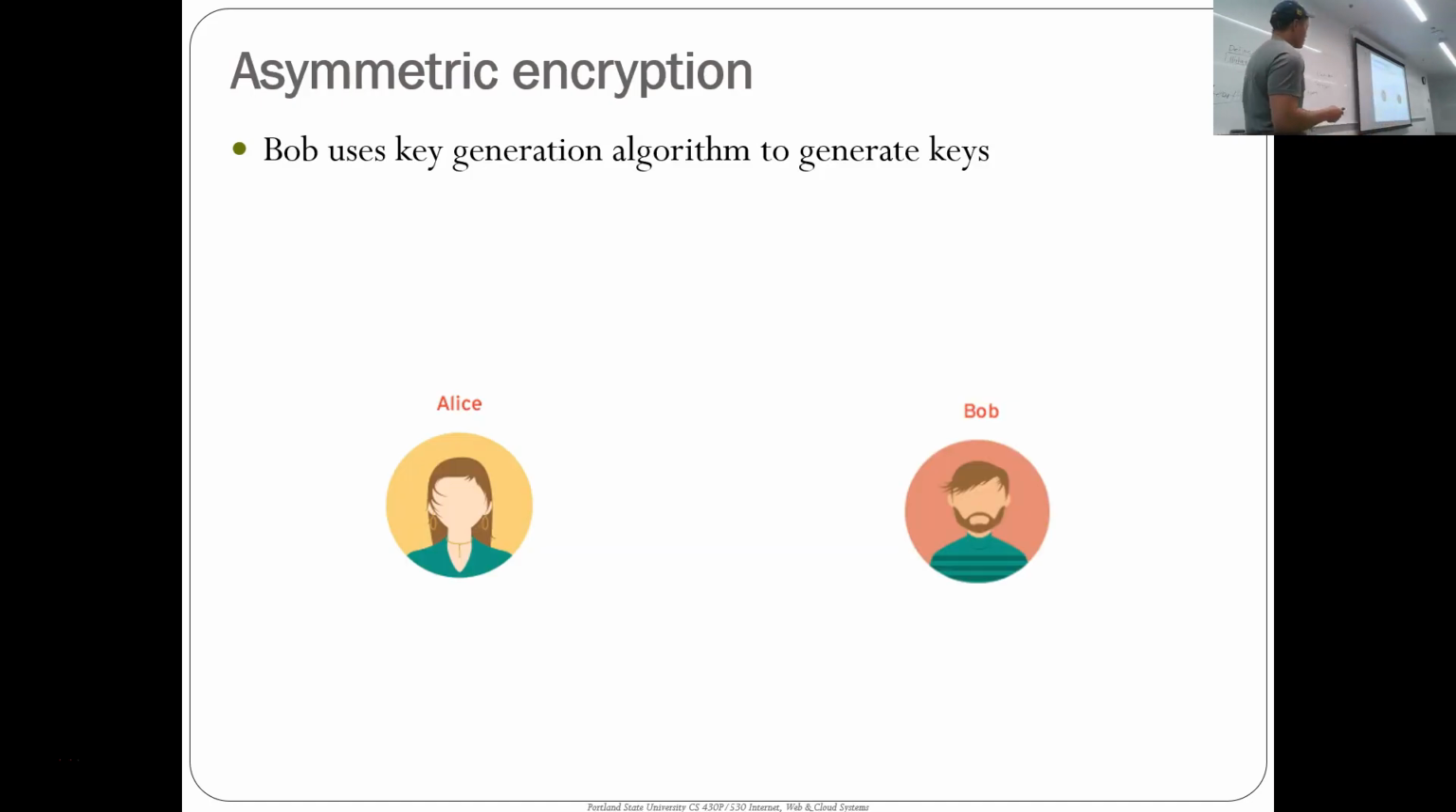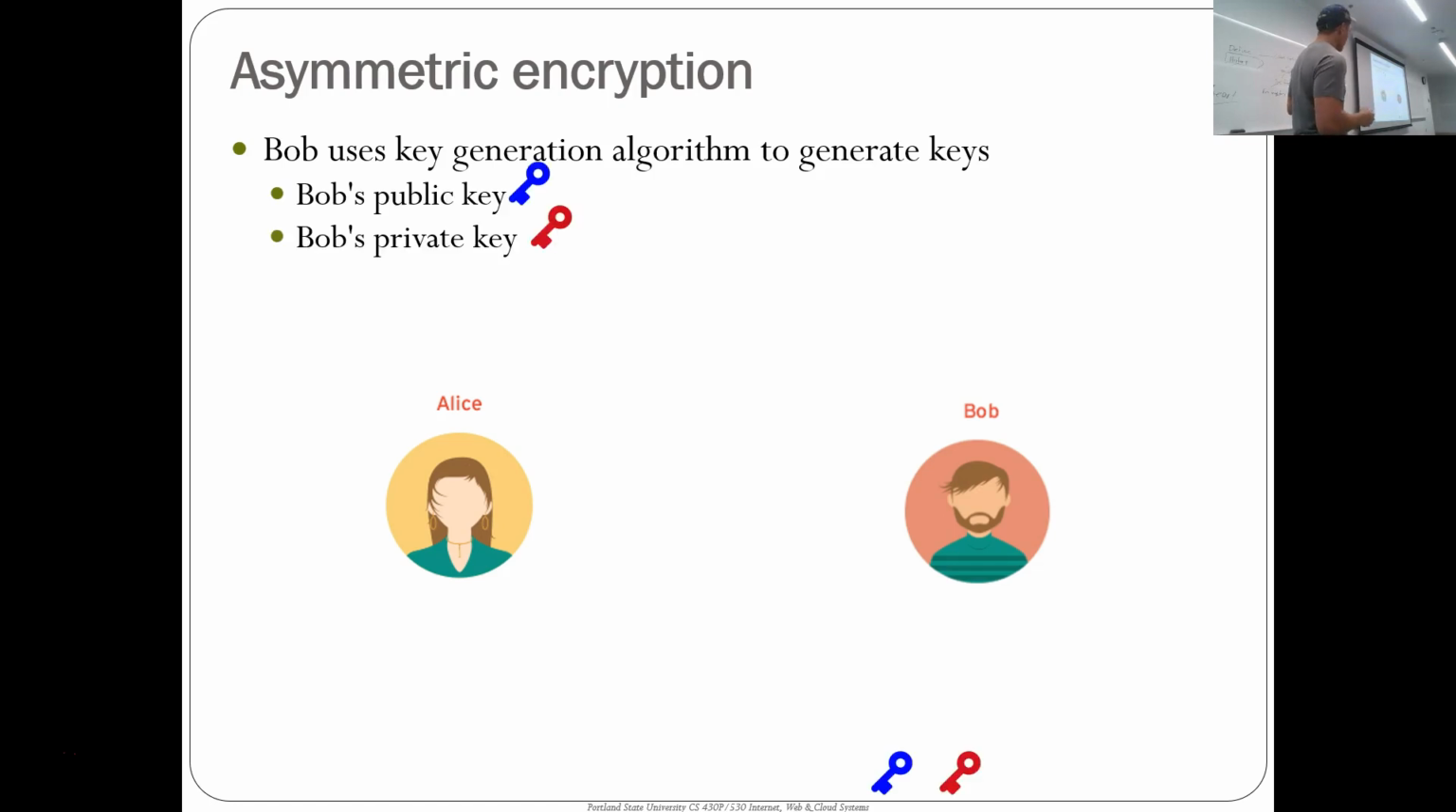So Bob is the person who wants to be able to get messages encrypted to him. He uses a key generation algorithm to generate two keys, the private key and the public key. So this is his public, this is his private. And then he advertises his public key to Alice, which is over here, distributes that widely.